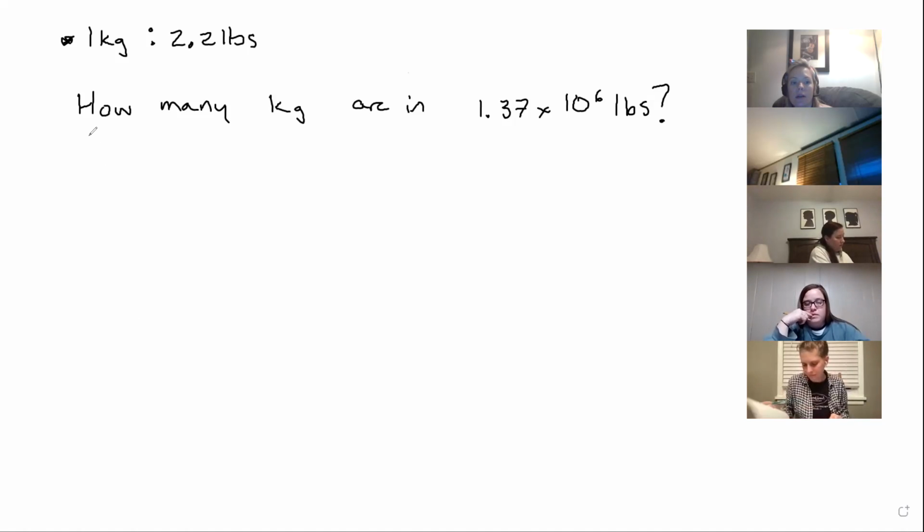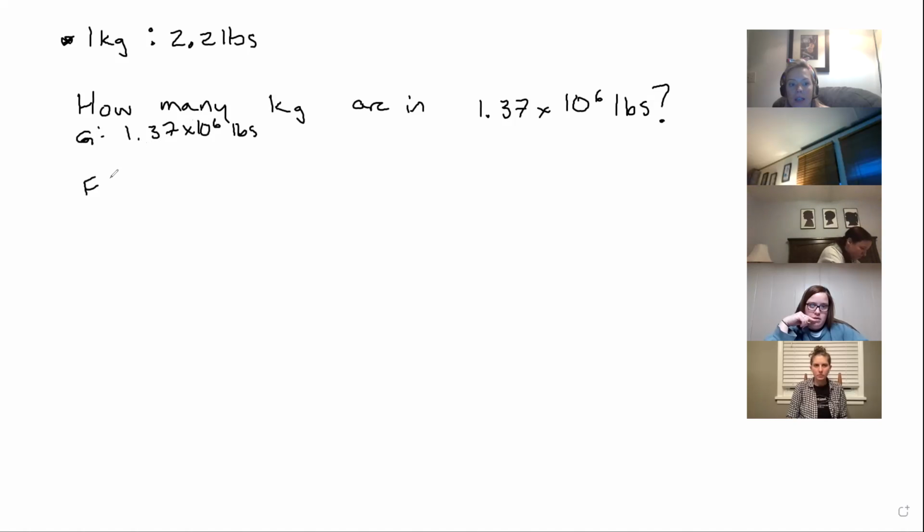All right, so our given information here, we've got 1.37 times 10 to the 6 pounds. I wouldn't recommend moving the decimal out and writing this in an expanded form. I would just plug it into your calculator like this. We're trying to find kilograms. So when plugging this in, start with your given information.